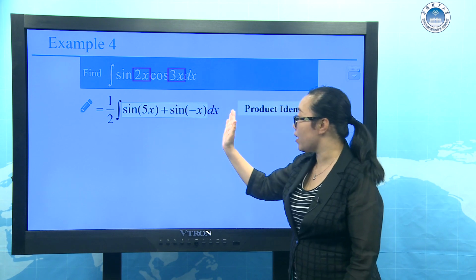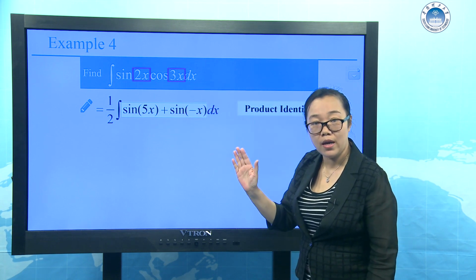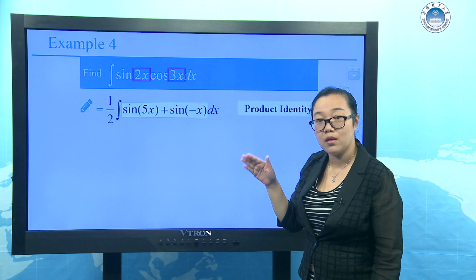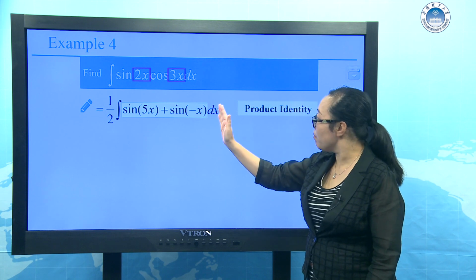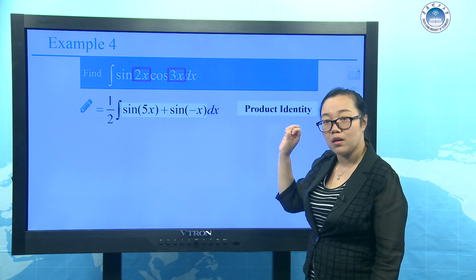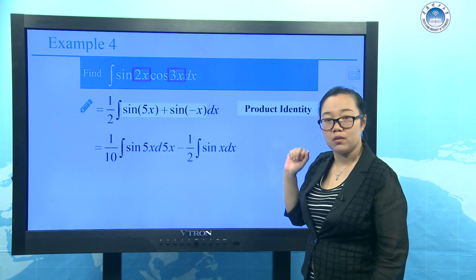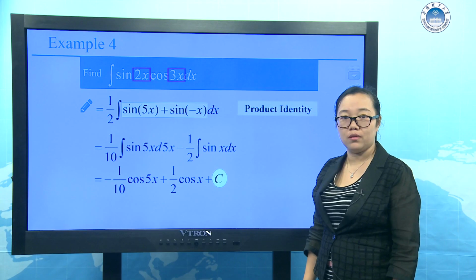Sin 5x dx is okay. Take 5 over 5 and it becomes sin u du by the substitution. The second, with a similar idea, sin of minus x dx becomes d of minus x times minus 1 over minus 1. Together we know minus 1 over 10 cosine 5x plus half cosine x plus c. Try to remember c. C means any real number.